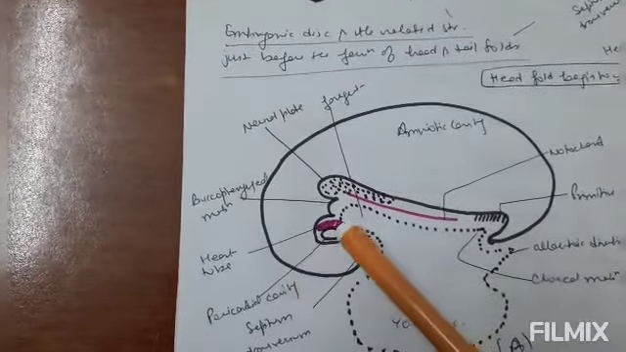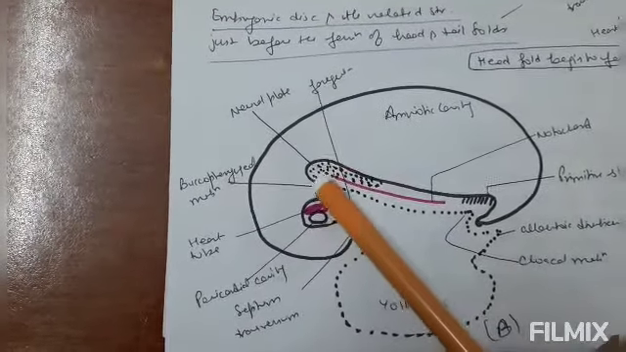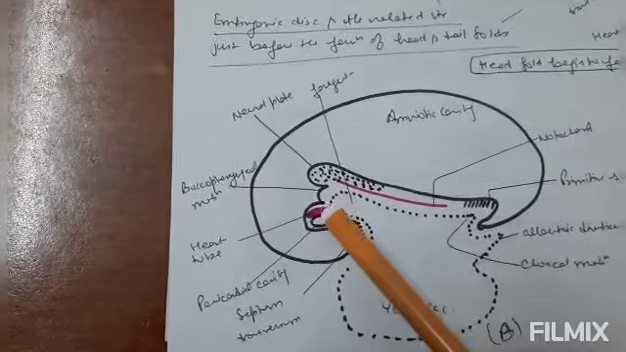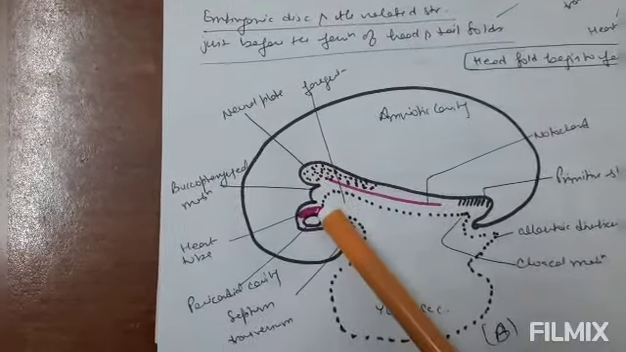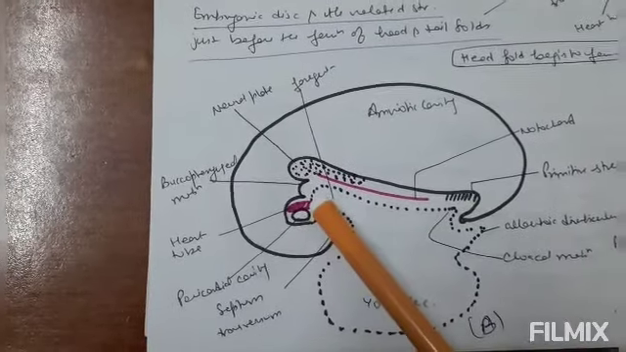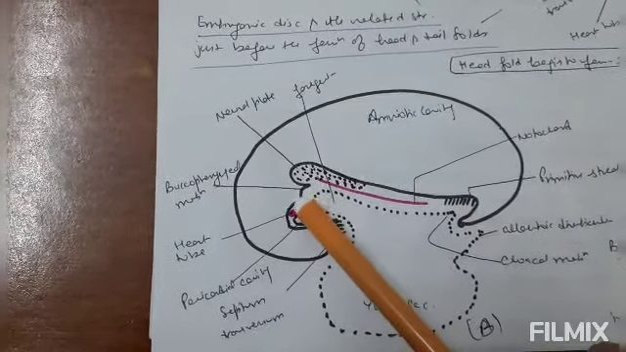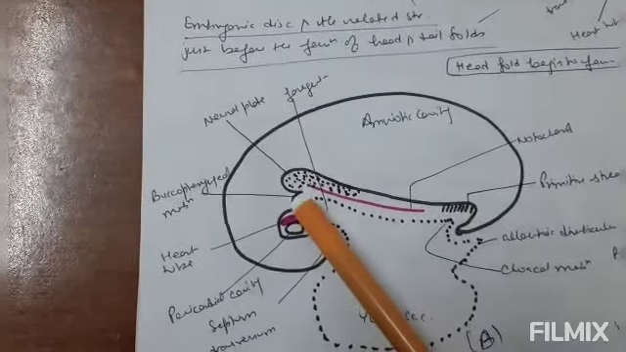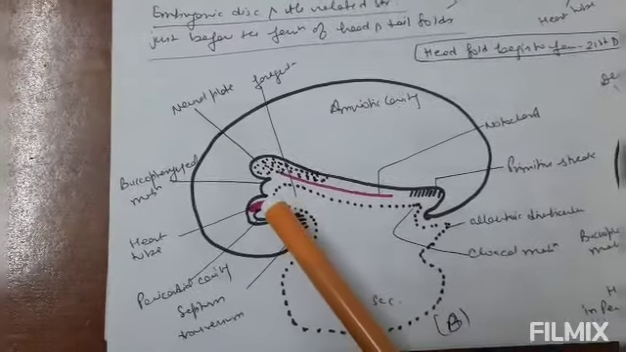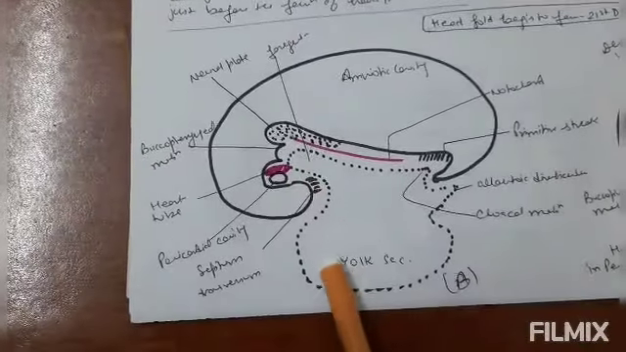Now the most important thing in this buccopharyngeal membrane is that the lining of the buccopharyngeal membrane is known as a stomatodeum. Okay, so the lining of buccopharyngeal membrane is known as a stomatodeum, which is important when we will study about the pharyngeal arch. So this is the yolk sac.